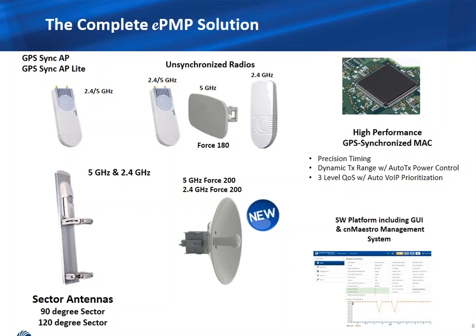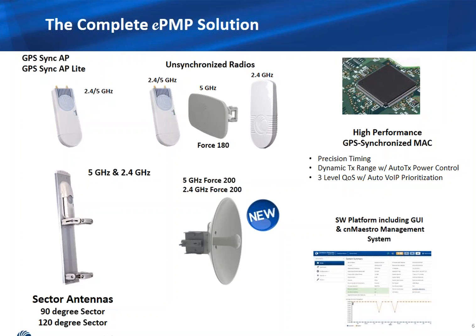We have a radio that we call the GPS synchronized AP, that has embedded in it a GPS timing device that gets the precise timing from the GPS system that allows it to run in synchronized mode. And we have two versions: the AP and the AP Lite. We'll talk a little bit more about the difference, but they're really different products at different price points, depending on what your needs are for your network.